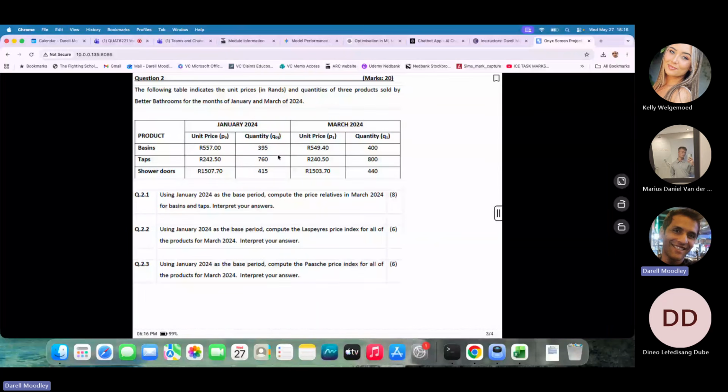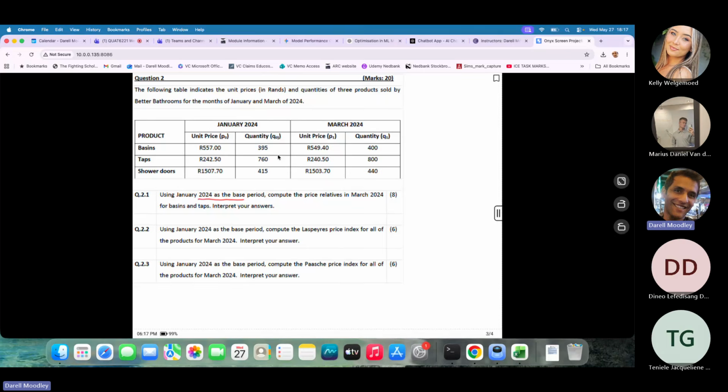So the following table indicates the unit prices in rands and quantities of 3 products sold by a company called Better Bathrooms for the months January and March. So you're doing a comparison between January and March. Always for index numbers, you're going to be doing a comparison between 2 periods. One of them will be your base period, and they will tell you which the base period is. In this case, the base period is January, so January 2024.